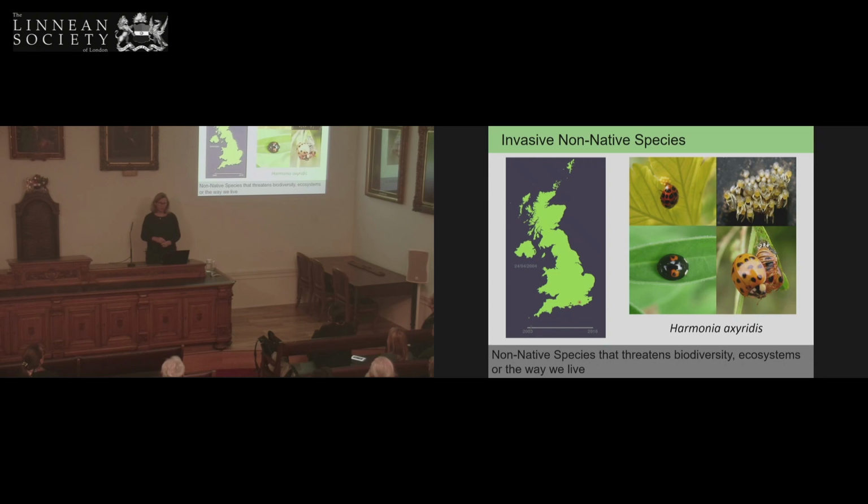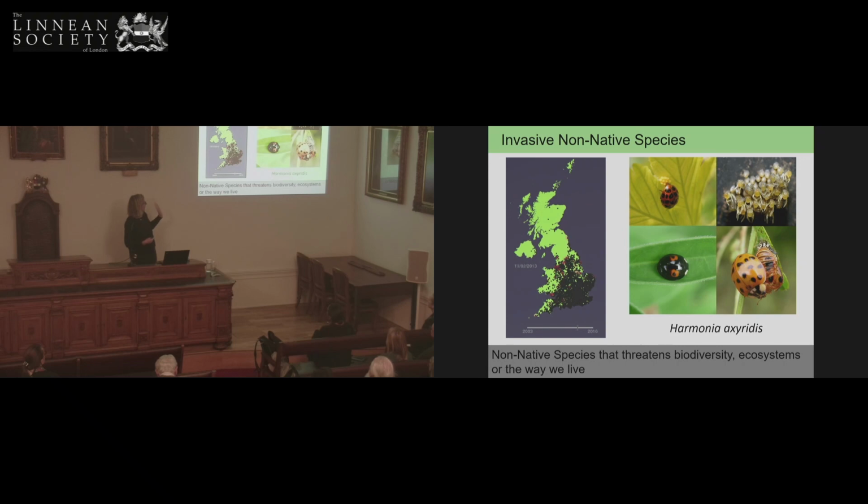In contrast, when we think about invasive non-native species, this is a subset of the non-native species that cause some kind of problem, either to biodiversity, to ecosystems, to our economies, or to society. And the harlequin ladybird, in contrast to the bryony ladybird, has a really wide diet. It's a top predator, feeds on many different insects, not just the pest insects for which it was introduced by humans as a biological control agent.